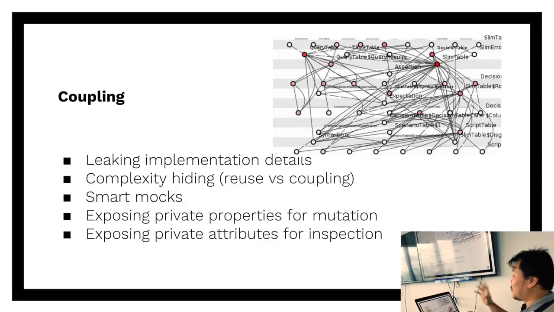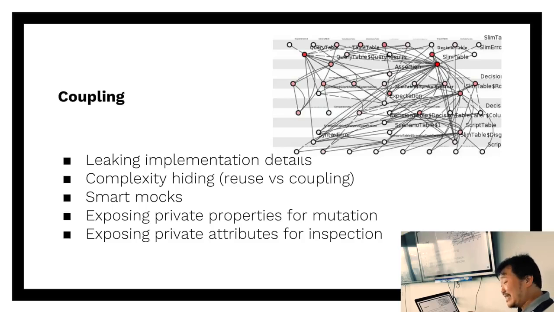Coupling is a huge other area. So these are several areas where coupling can occur. Leaking implementation details, complexity hiding, which is actually a bit of a gray area. Smart mocks, back to your point, Sharam, about tests need to be dumb, code need to be smart. Exposing private properties for mutation, which means you have a class and it's really difficult to be able to test without actually cheating. So there's a private internal thing that you need to expose and then you mutate it in the test and then you test again.